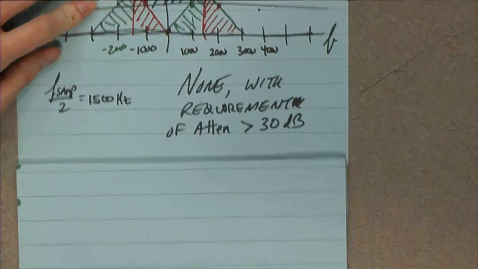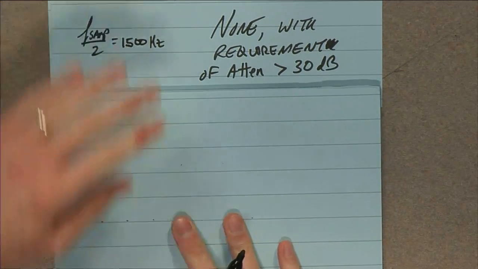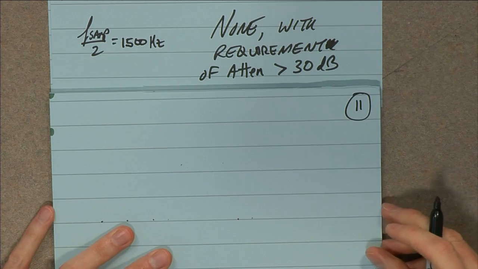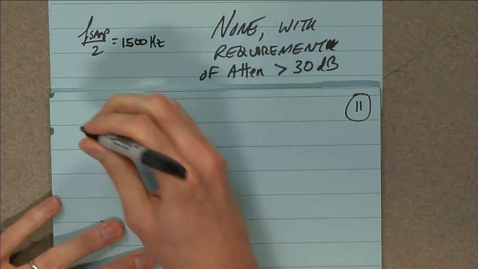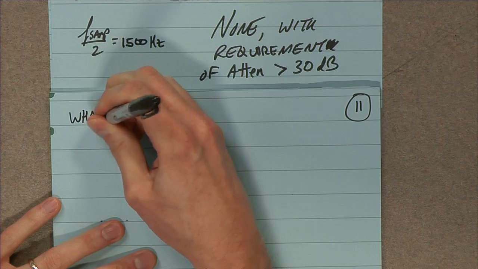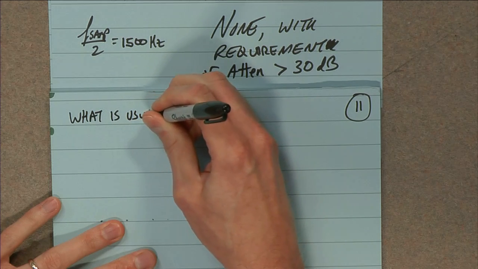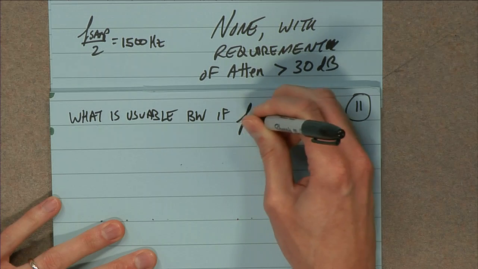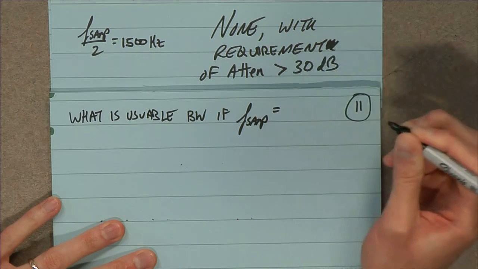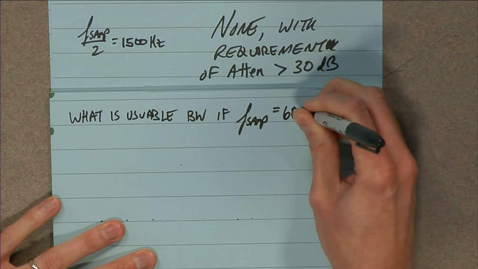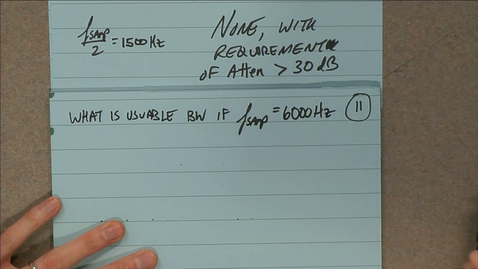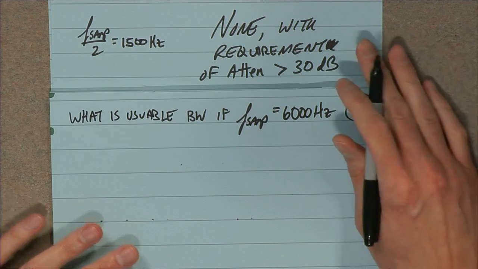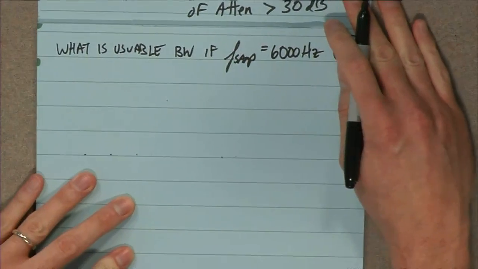So now, I think we've got all that on one page. Let's go to a slightly more benign case and say, well, what is the usable bandwidth if fsamp equals 6,000 hertz? So we've got a 6 kilohertz A to D running here. What's going on now?